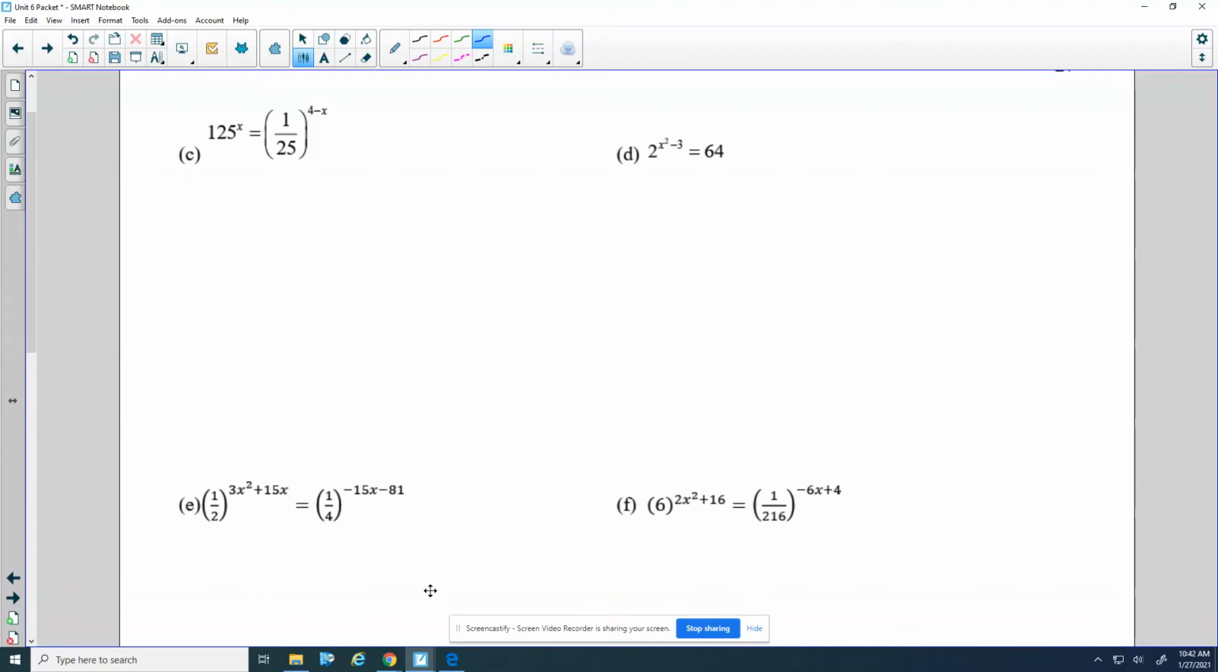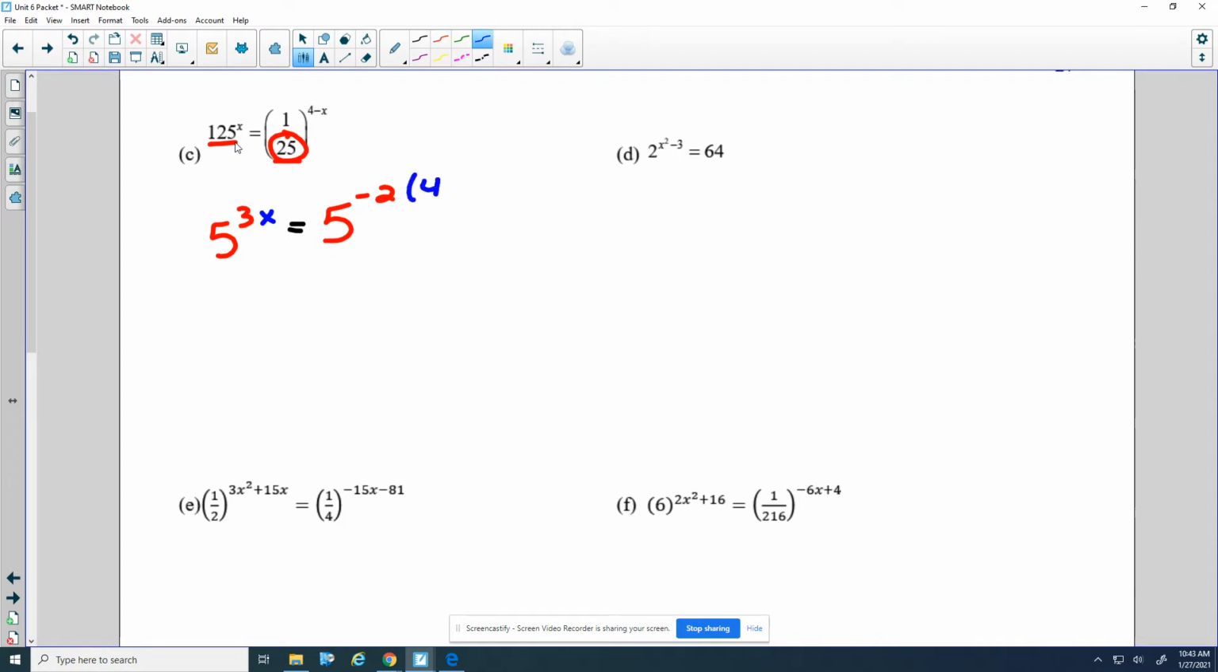Okay, so the next section is just a little bit harder questions. The basic idea is the same. So on this next one, my bases are 125 and 1/125th, and I recognize both of these as powers of 5. So 125 is 5 cubed, and then I'll bring that x down. 1 over 25, 25 is 5 squared, so 1 over 25 is 5 to the negative 2. And then I'm going to bring down the next one I have.